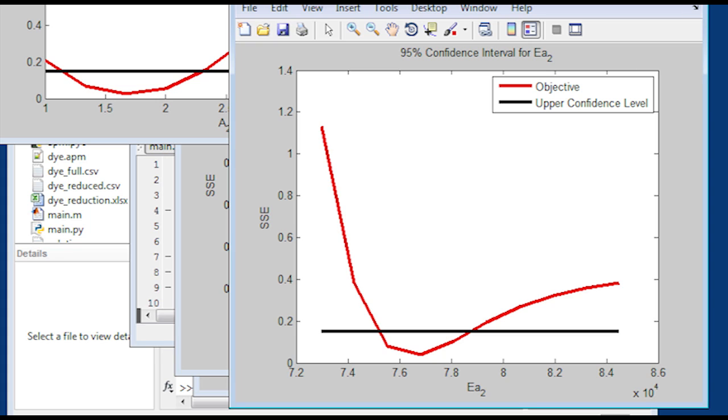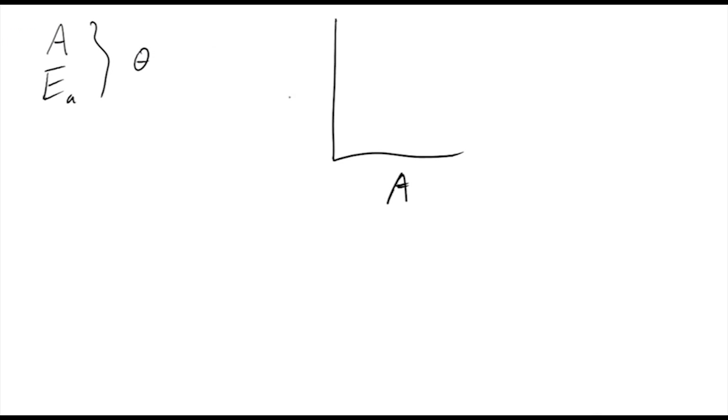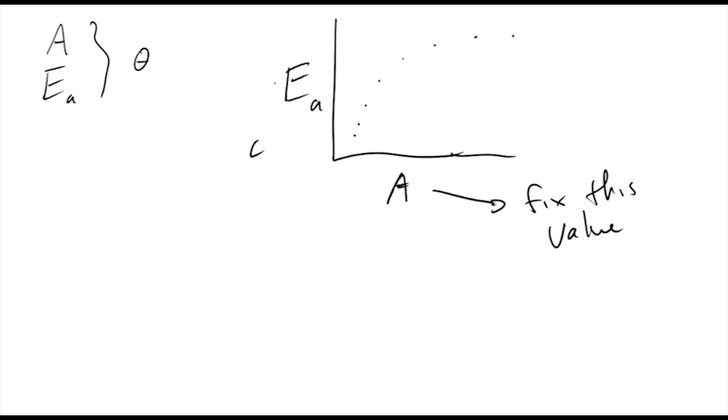So if I change the value of one parameter, the optimal value may be different for the other one. So I have my A and then my EA. Those are my theta, my parameters. I'm going to plot the optimal value of A versus EA. So let's say I adjust the value of A independently and then recompute an optimal value of EA at those points. So this A might be fixed by me, and then EA would be calculated by an optimizer. Okay, so this might be how the two parameters are correlated.